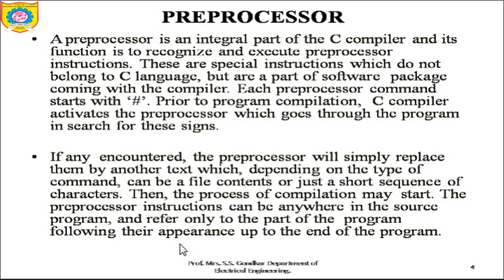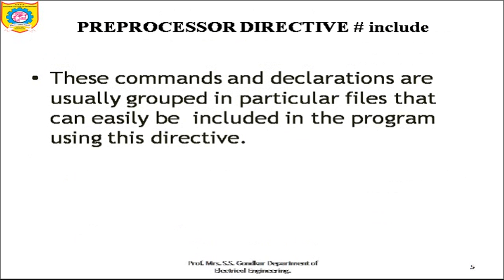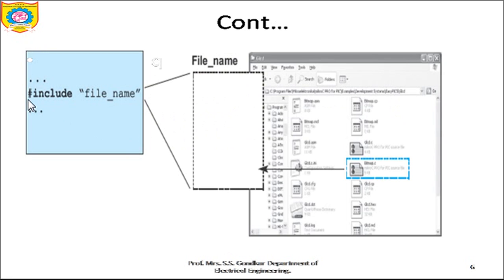Then the process of compilation may start. A preprocessor instruction can be anywhere in the source program and refers only to the part of the program following its appearance up to the end of the program. This is the preprocessor directive, that is #include. This command imports the text from another document. This is one of the preprocessor directives. You can see here #include followed by the file name, which is just trying to import it.